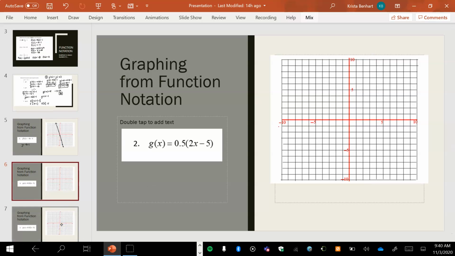Okay, this is the same as g equals 1/2 times 2x minus 5. So I have y equals x, and half of 5 is 2.5, or minus 3/2. All right, so this is going to be a little tough. This one's tricky. So I'm going to start at negative 3/2 if I do it this way.